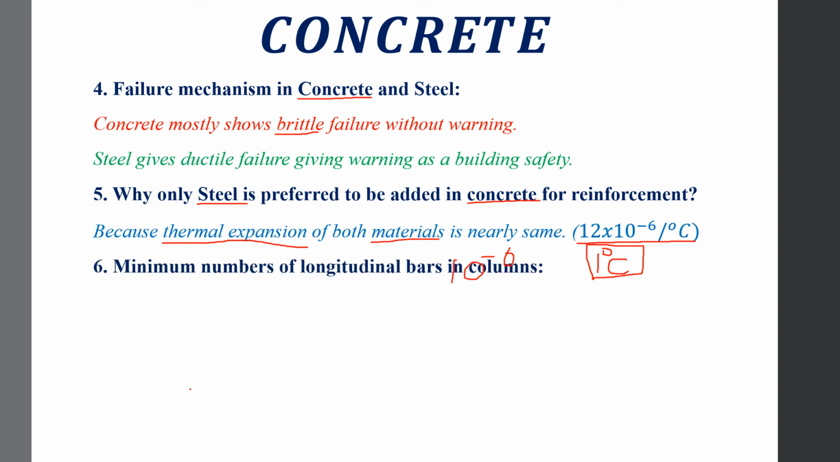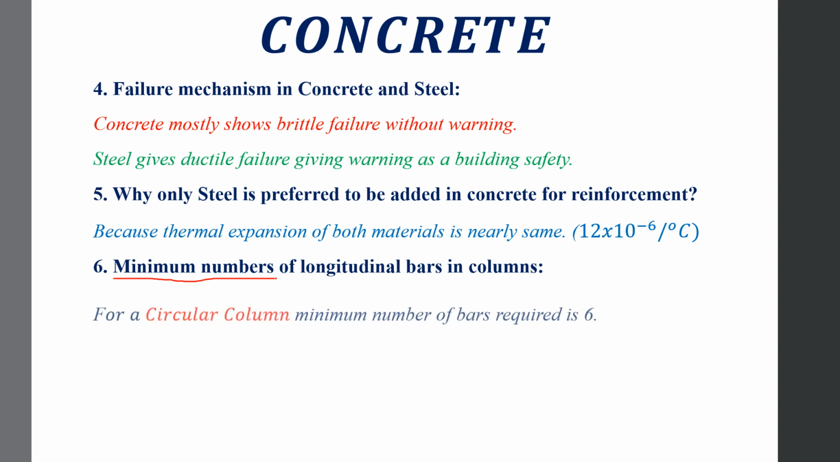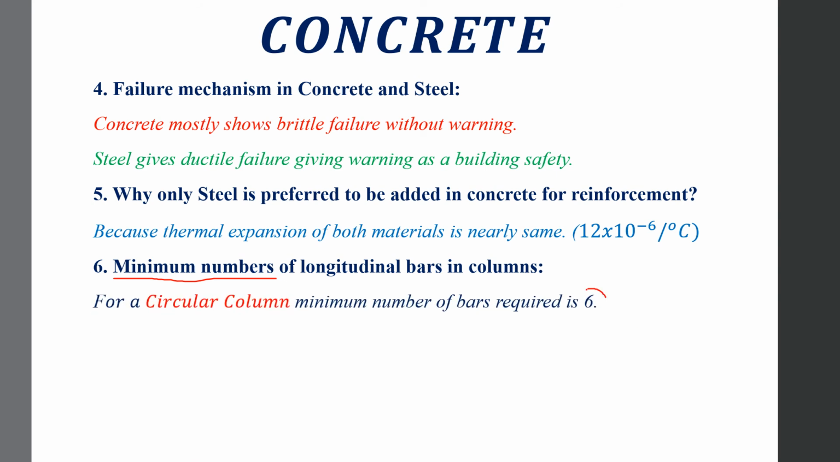Minimum number of longitudinal bars in columns. If we have columns, then we must know the minimum requirement of the number of longitudinal bars as longitudinal reinforcement. If we have a circular column, then the minimum number of bars must be 6. It means that you will have to use a minimum of 6 bars as longitudinal reinforcement in this pattern.